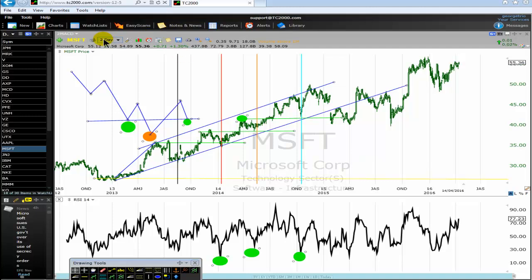So for the 2-hour time frame, you see here, we can use the 2-hour time frame, the 2-day time frame.